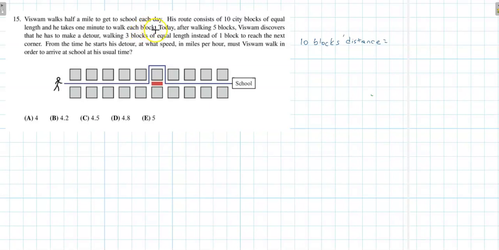Okay, so since from here to here it is half a mile, this means each block is 1, 2, 3, 4, 5, 6, 7, 8, 9, 10. We have 10 blocks. 10 blocks distance is half mile, 0.5 miles. Then one block distance is going to be, we need to divide this one by 10 miles. So the result is going to be 0.05 mile.